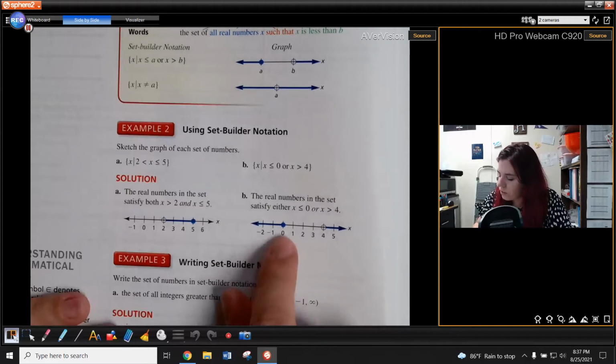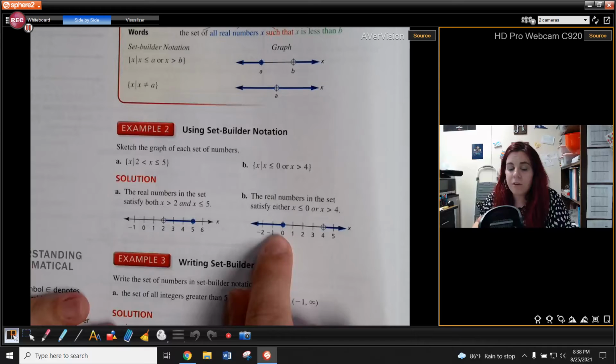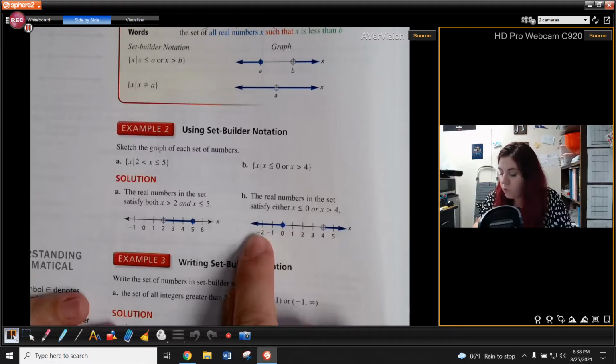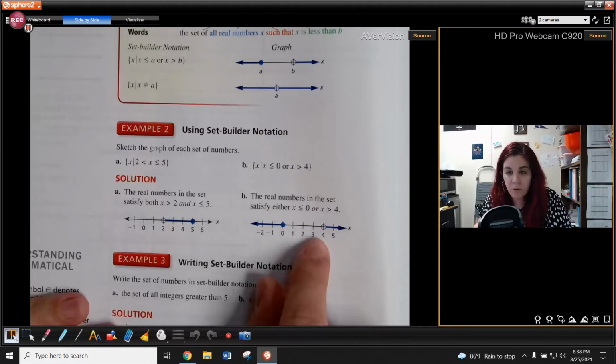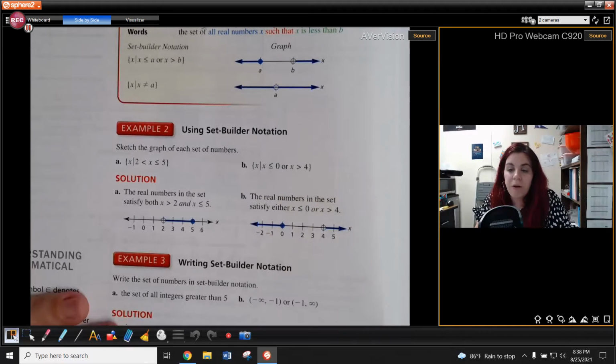Right here, they did include 0 because x could have been equal to 0. So you want to include that and go towards negative infinity. Or over here, we are not including the 4 because it said x was greater than 4. It can't be 4. So going to shade towards positive infinity there.